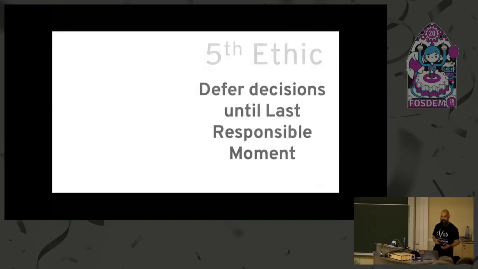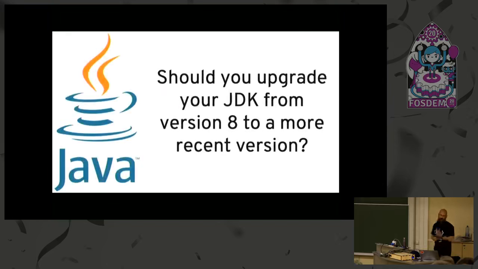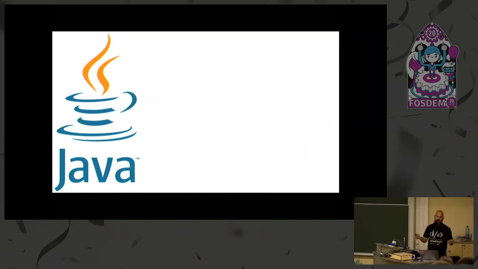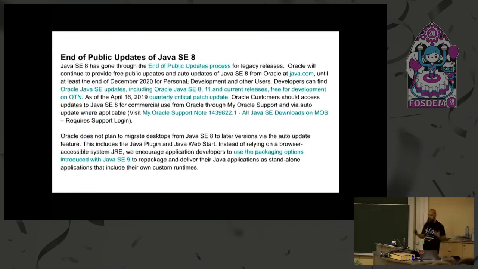So here's an example which some of you might be grappling with. Should you upgrade your JDK from version 8 to a more recent version? That's a very pressing problem, it's been a very pressing problem for years now, right? Well, I know 11 and 12 are now out, but people still have 8. So you can make some scientific basis for that, right?